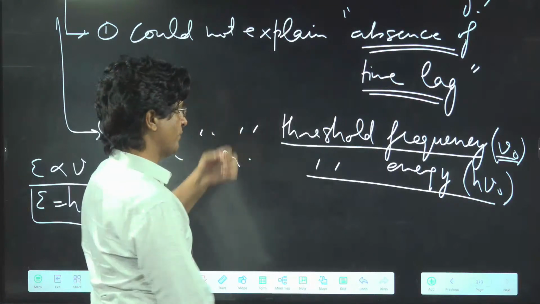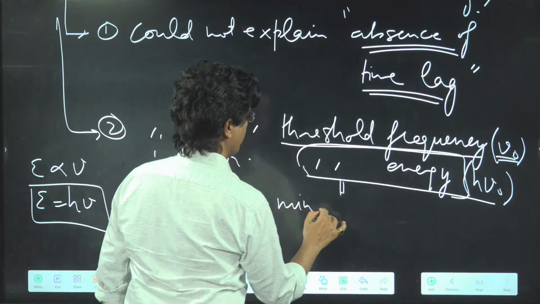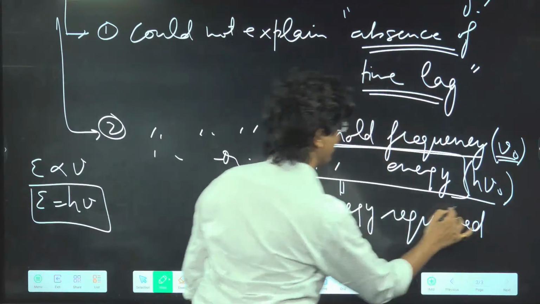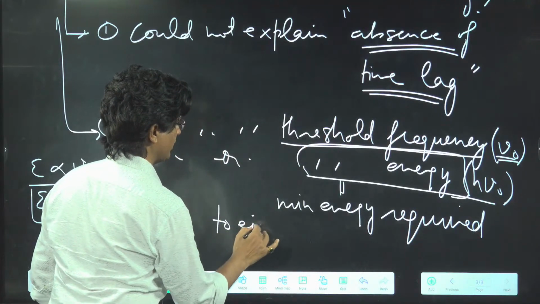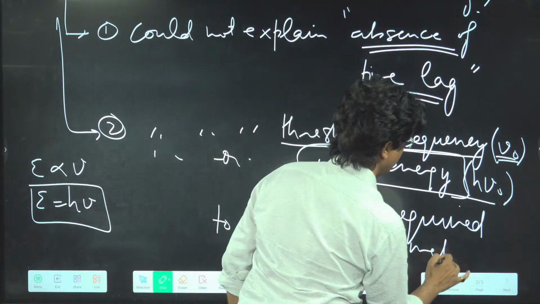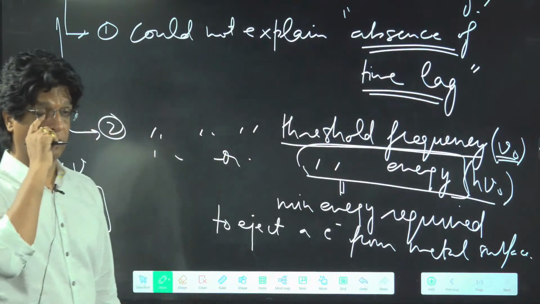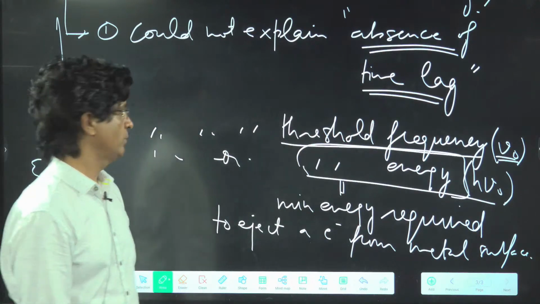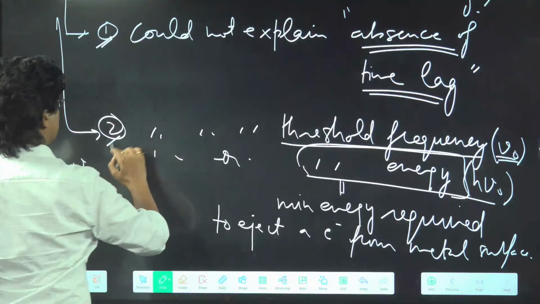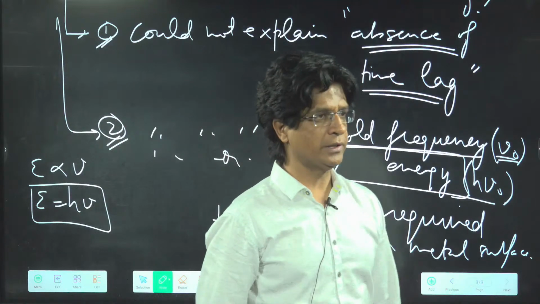If you want to write the definition of threshold energy, you can write: it is the minimum energy required to eject an electron from the metal surface. So these two things were not explained by the electromagnetic wave theory, which is otherwise called classical theory.